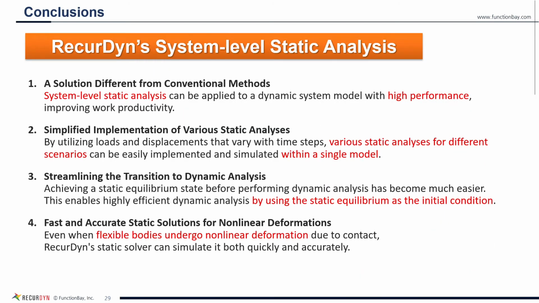So far, we have explored F-flex static and its unique advantages for system-level static analysis, along with several examples. RecurDyn offers a solution beyond conventional methods by enabling high-performance static analysis in dynamic models. Various static analyses for diverse scenarios can be easily implemented within a single model. Transitioning to dynamic analysis is simplified by achieving static equilibrium state as an initial condition.